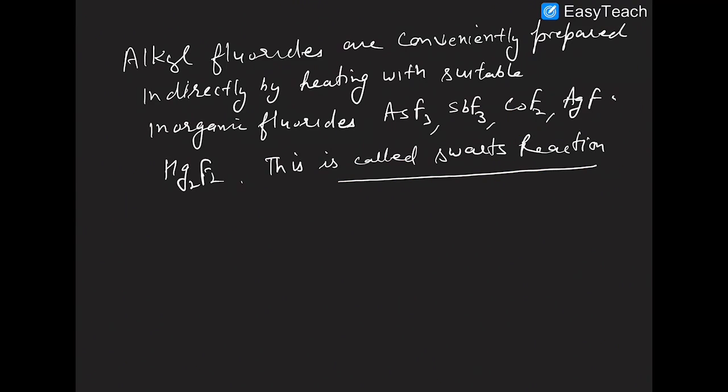Alkyl fluorides are conveniently prepared indirectly by heating with a suitable inorganic fluoride like arsenic fluoride, antimony fluoride, cobalt fluoride, or silver fluoride. And all these inorganic fluorides are covalent in nature. So they have low ionic character and high covalent character. Sure about that or not? Clearly understood now?